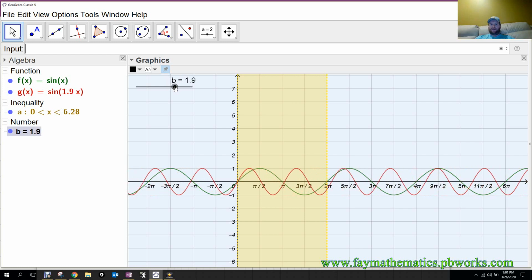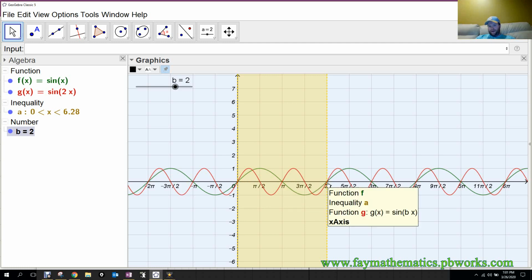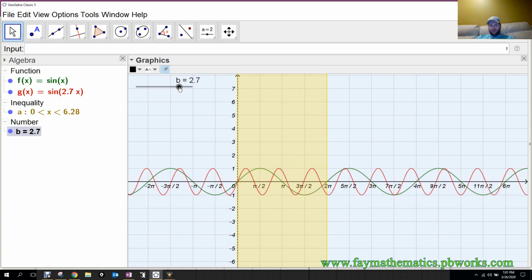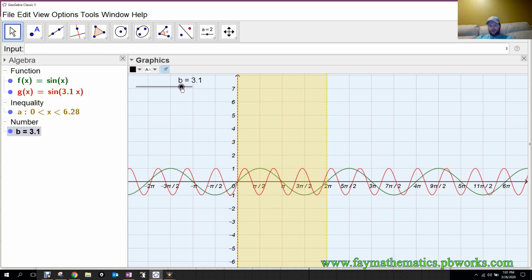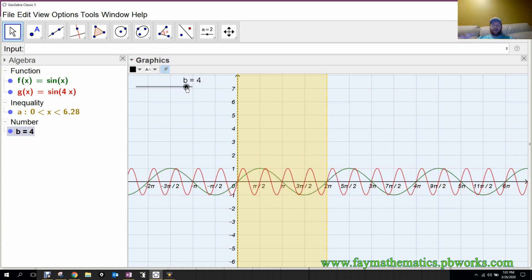And you can start to see that green curve, if we're looking at x-intercepts, we've got 1, 2, 3 here. When this goes to 2, now we've got 1, 2, 3, 4, 5. And we keep going, and we see that it compresses and gives me more solutions.